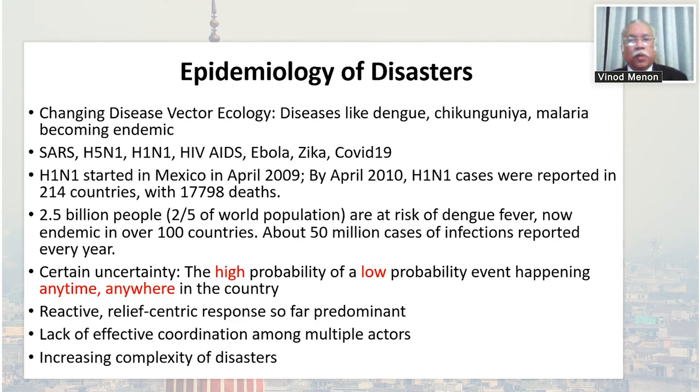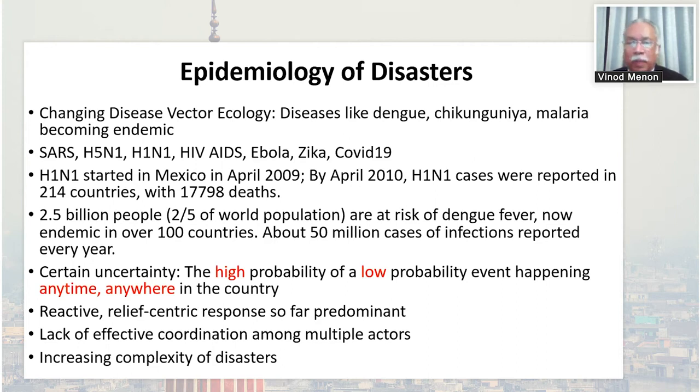So in terms of the epidemiology of disasters, we have seen that there is a changing disaster and disease vector ecology. Diseases like dengue, chikungunya, malaria are becoming endemic in different parts of the country. And we have gone through SARS, H5N1, H1N1, HIV/AIDS, Ebola, Zika, and COVID-19 in 2020 and now continuing. H1N1 started in Mexico in April 2009. By April 2010, H1N1 cases were reported in 214 countries with 17,798 deaths.